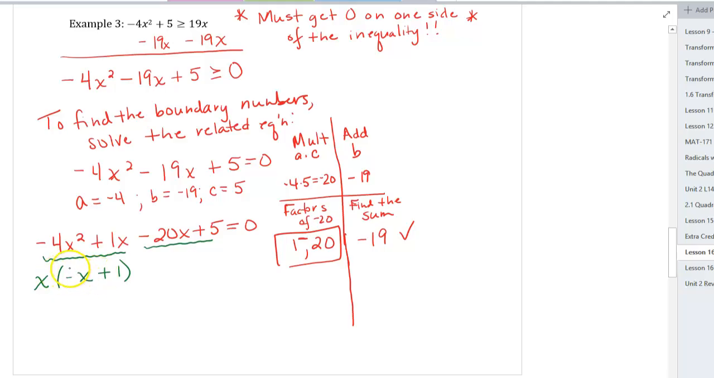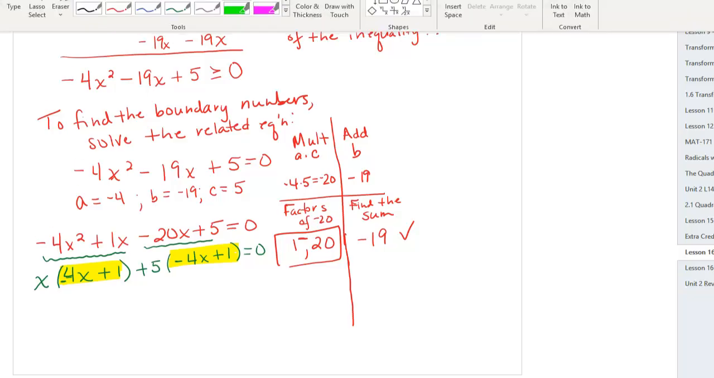I'm sorry, negative 4x. Forgive me there. Negative 4x plus 1. And then if I pull out a positive 5, I'm left with negative 4x again plus 1. So I caught my mistake, because remember that for this process of factoring by grouping to work, these two parentheses must contain exactly the same binomial. And so that's what clued me into I had made a mistake.